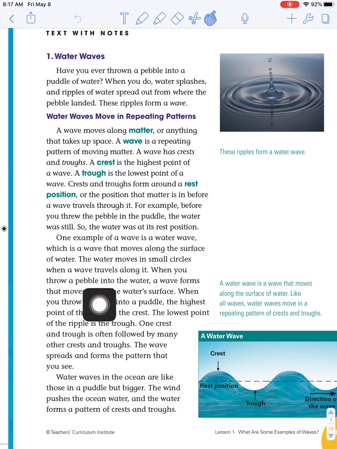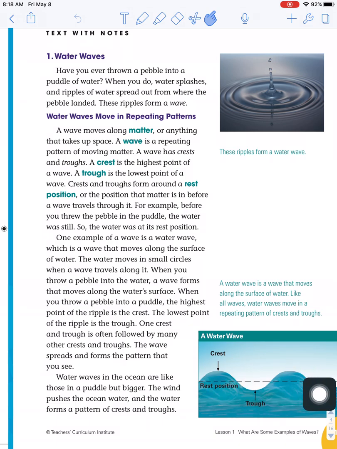When you throw a pebble into the water, a wave forms that moves along the water's surface. When you throw a pebble into a puddle, the highest point of the ripple is the crest. The lowest point of the ripple is the trough. One crest and trough is often followed by many other crests and troughs. The wave spreads and forms the pattern that you see. Water waves in the ocean are like those in a puddle, but bigger. The wind pushes the ocean water, and the water forms a pattern of crests and troughs.